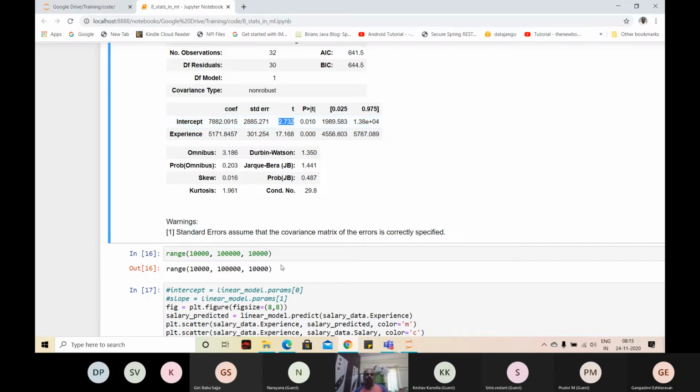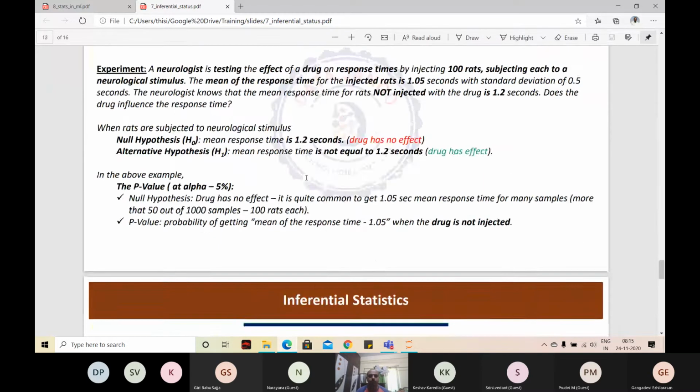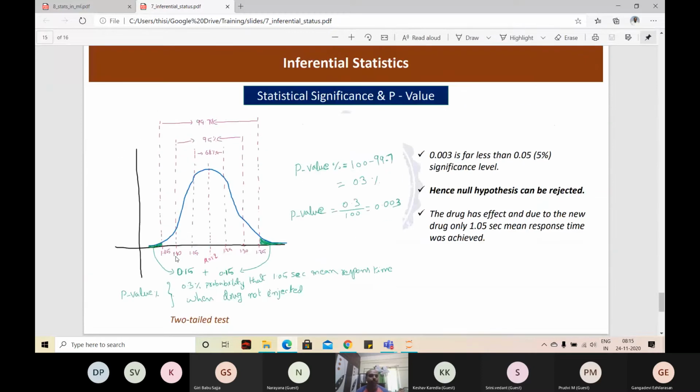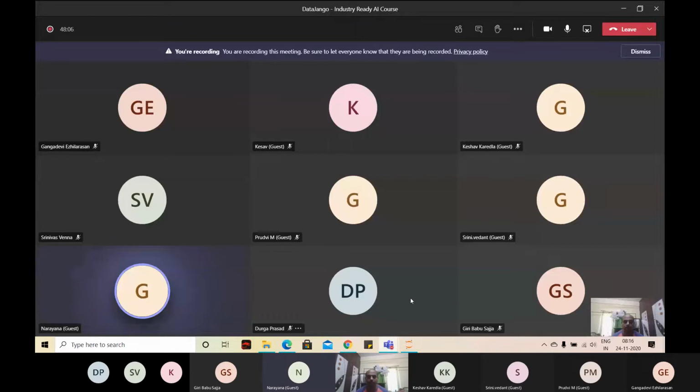Do you remember the Z statistic we used in the rat example? Should I open it again? See this here, the rat example. The Z score for 1.05 is minus 3. Do you agree? The Z score for 1.05 was 3 standard deviations away. Are you guys getting it? Anybody got confused? You are silent, which means you are getting it.